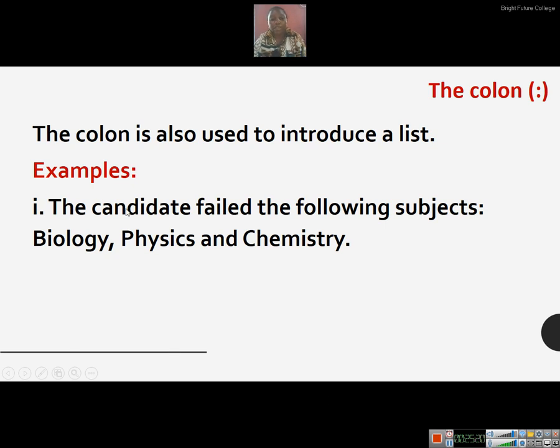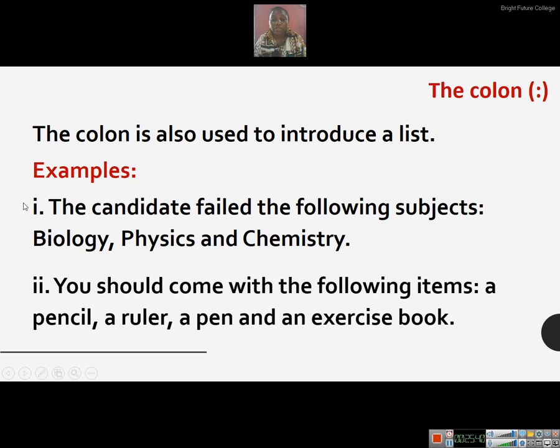For example, I have: the candidates failed the following subjects. Now I want to list the subjects the candidates failed: biology, physics, and chemistry. So these are the subjects the candidates failed. It is used to introduce a list.